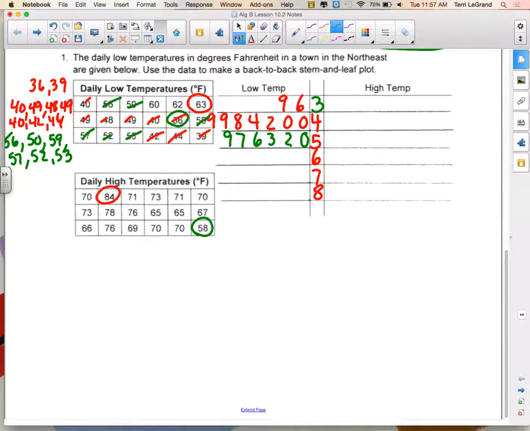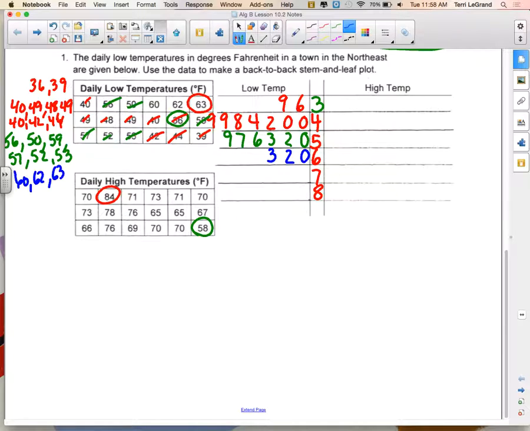Do we have any in the 60s? Yes. How many? 3 of them, okay. So we have a 60, a 62, and a 63. Okay, so we have a leaf of 0, another leaf, 2, next leaf 3.